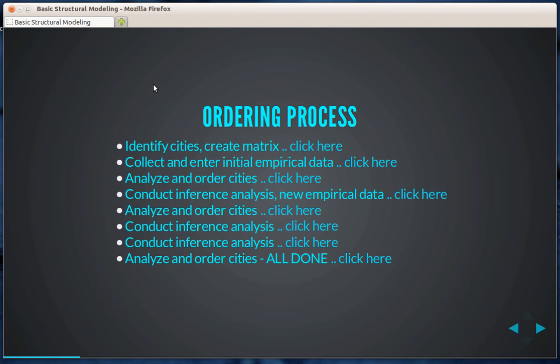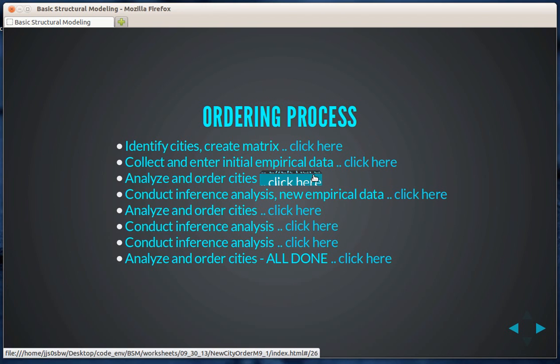And we're going to go through this process and we're going to structure the system and find out which cities are north of the other cities. And we're going to do this in a very stepwise ordered fashion. And the way we've done this is we've identified the cities and we've created a matrix. Then once we have this matrix put together, then we'll go collect empirical data. Only some. We're not going to collect all the data about the cities. We're only going to do certain sampling. Then we're going to analyze and order those cities. That will be a way that we'll talk about later on.